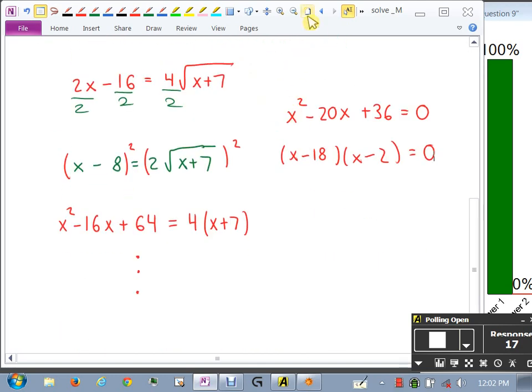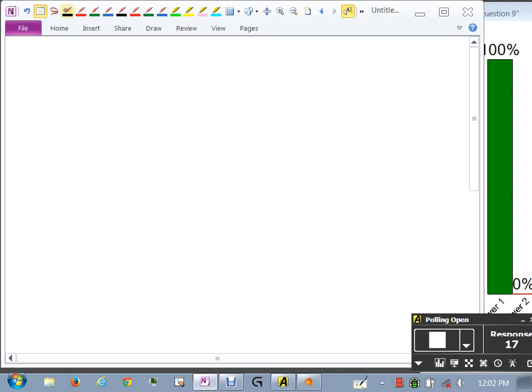Did you say it was only for the even number? Only if you raise both sides to an even power. Okay. Yep. Okay, let's do a new one.